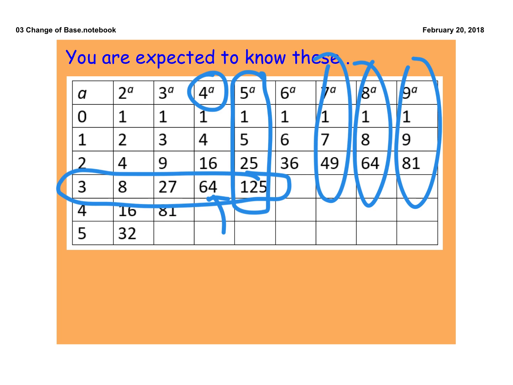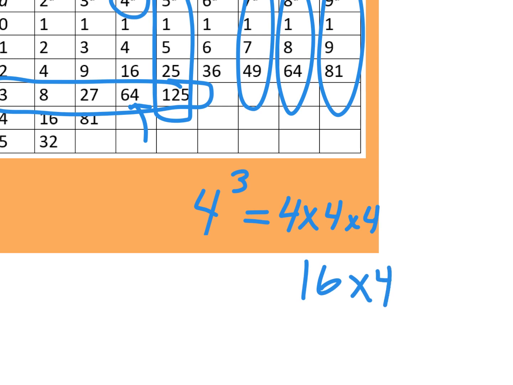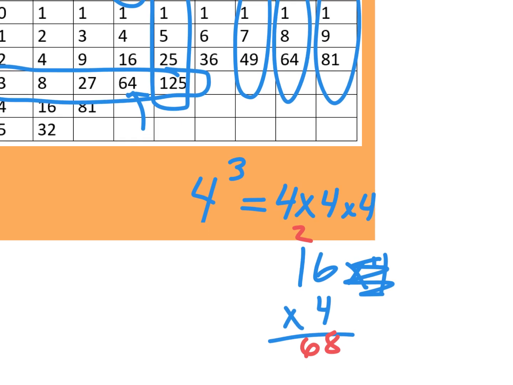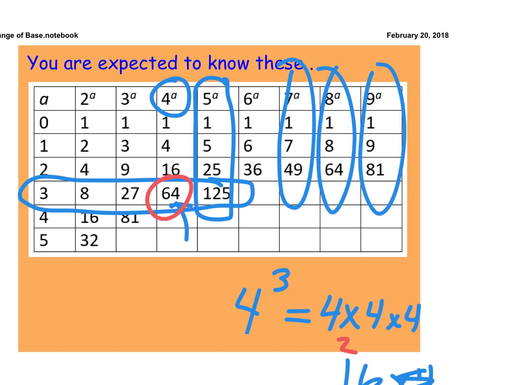Now, why am I saying you're expected to know these? Can't you just use the calculator? No, we're not using the calculator on this unit. You just have to memorize that 4 to the third is 64. And if you don't know it, you can multiply it out by hand. Most people know 4 times 4 is 16, and then you just have to do the last part by hand. I personally would do it this way. There, 64. But if you just have it memorized, it'll be better.